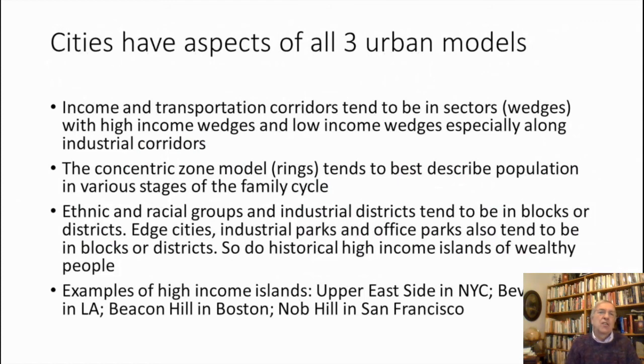Cities, to summarize, cities have aspects of all three of those urban models. The income and transportation corridors tend to be in the Hoyt's sectors or wedges. And you can identify high income wedges. Drove into this town, everything looks beautiful. Low income wedges, especially along industrial corridors. I drove in from the other side of town, looks like a dump. The concentric zone or model or rings tend to best describe population in the various stages of the family cycle, as we just talked about.